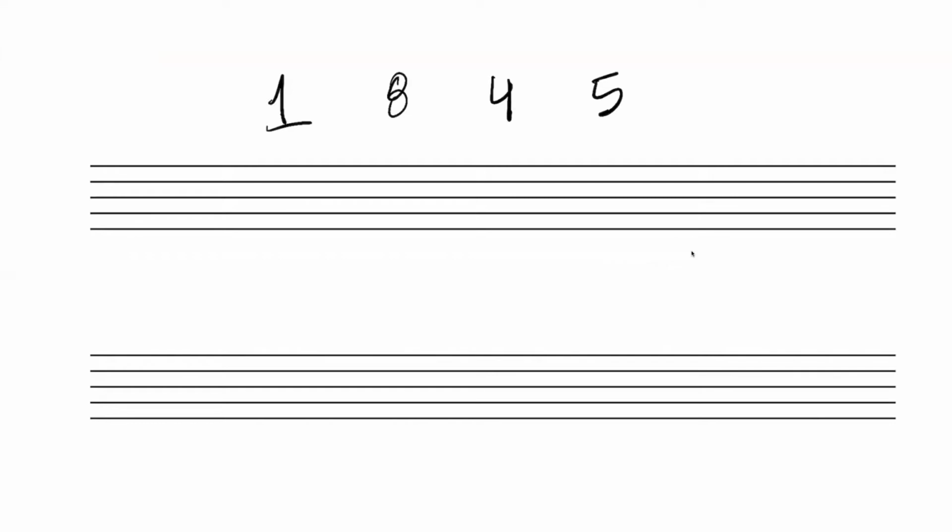Because we already studied that seconds, thirds, sixths, and sevenths can be major or minor. Unlike those, the unison, which we would denote with a number 1, the octave, which we denote with a number 8, fourths and fifths are perfect. We denote the quality perfect with a capital P.